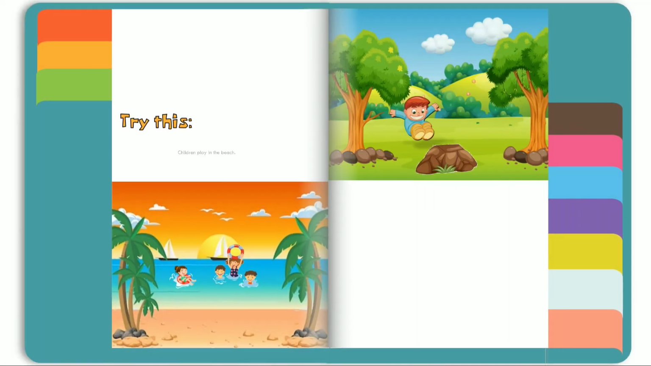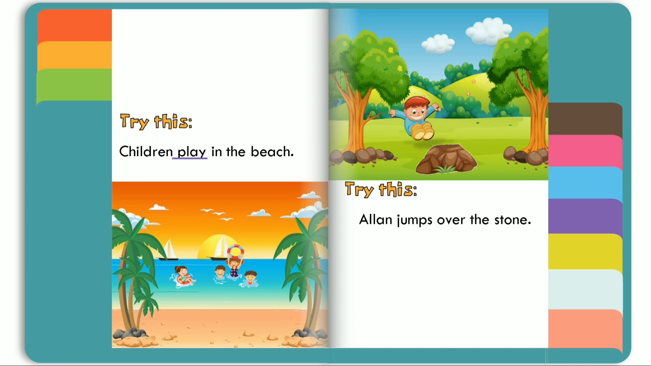Now let's try this another example. Children play in the beach. Where do you think is the verb in the sentence? Okay, we have the word play. How about this one? Alan jumps over the stone. Where do you think is the verb in the sentence? We have the word jumps. Jumps is the verb in the sentence.